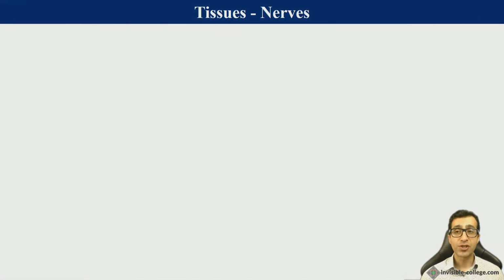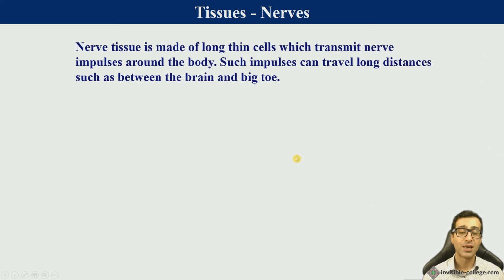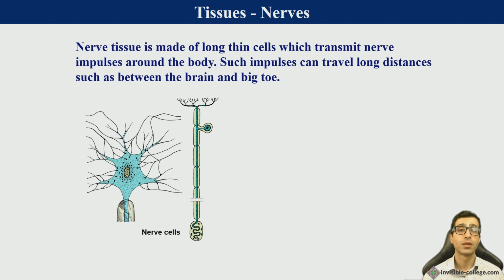So let's look at nerve tissue, and again we go into nerves and neurons and the nervous system in a lot more depth in that control systems webinar. However, here we're just talking about the cellular features of nerve tissue. Now nerve tissue is made up of long thin cells which transmit nerve impulses, electrochemical signals around the body. Now these can actually travel rather long distances, such as for example between the brain and the legs.